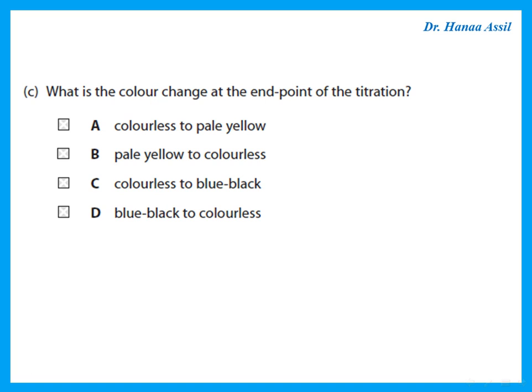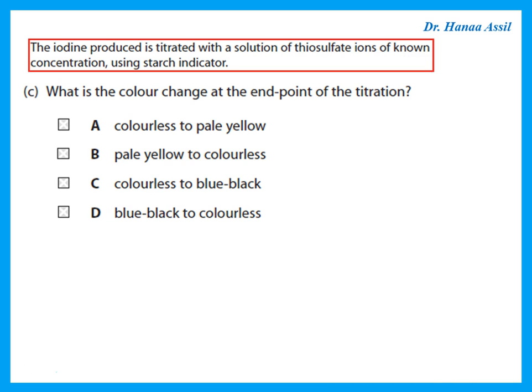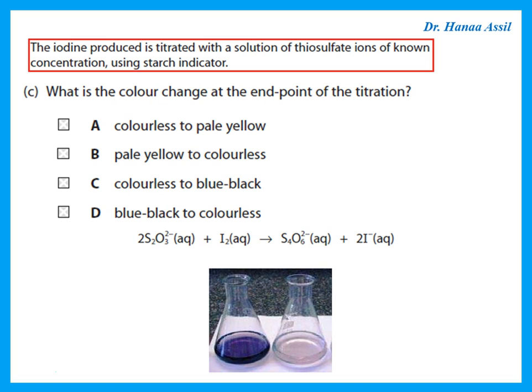What is the color change at the end point of the titration? Remember, what were we using as indicator? We were using starch. I started with iodine, and then the iodine produced is titrated with a solution of thiosulfate using starch indicator. So if we start with iodine and then it changes to iodide, remember that the iodine with the starch makes a dark blue-black color.